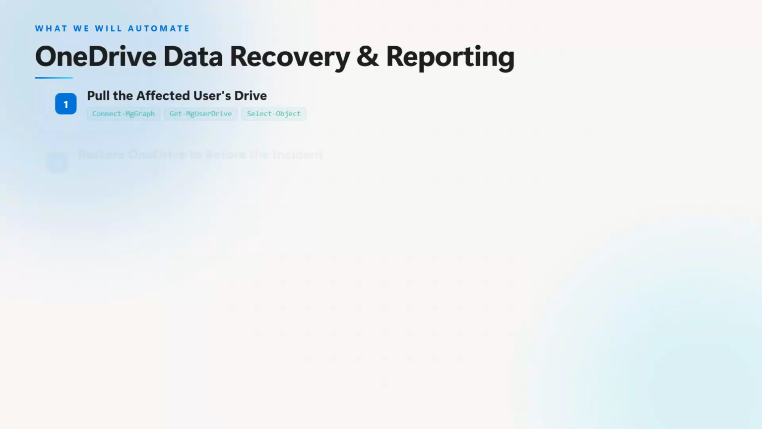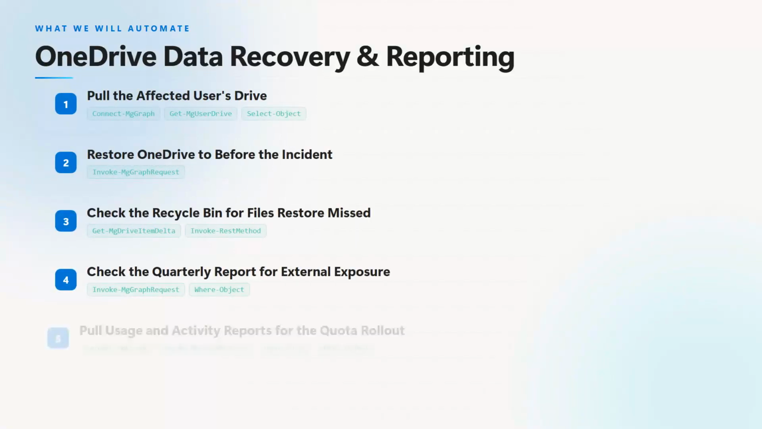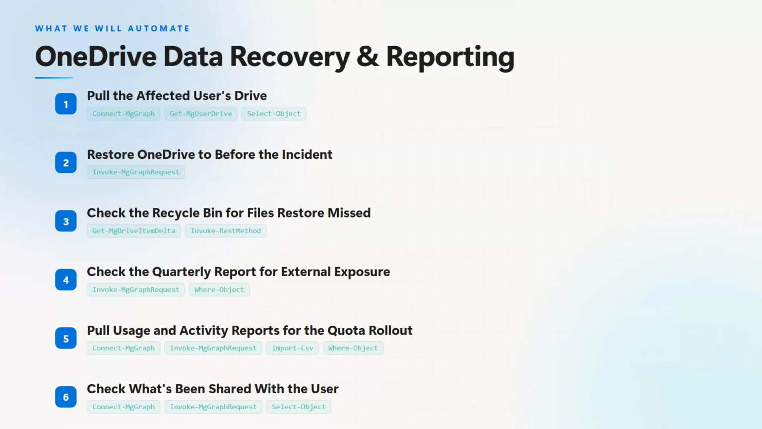We begin by setting up an identity that can sign in without a human, which makes every task in this course schedulable. First, you pull the affected user's drive using Connect-MgGraph and Get-MgUserDrive. Next, you restore that OneDrive to a point before the incident with Invoke-MgGraphRequest. You then check the recycle bin for any files the restore missed using Get-MgDriveItemDelta.